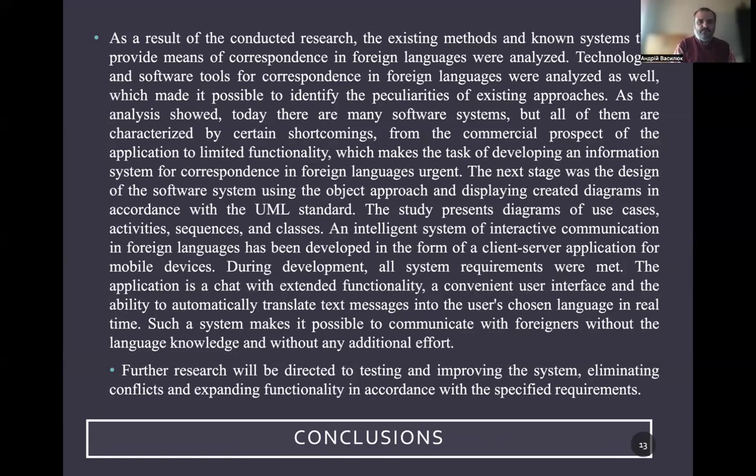As the analysis showed, today there are many software systems, but all of them are characterized by certain shortcomings, from the commercial prospects of the application to limited functionality, which make the task of developing an information system for correspondence in foreign languages urgent. Further research will be directed to testing and improving the system, eliminating conflicts, and expanding functionality in accordance with the specified requirements.